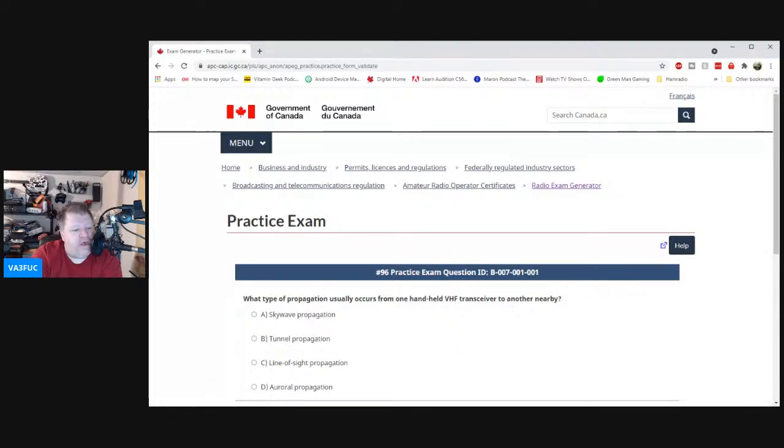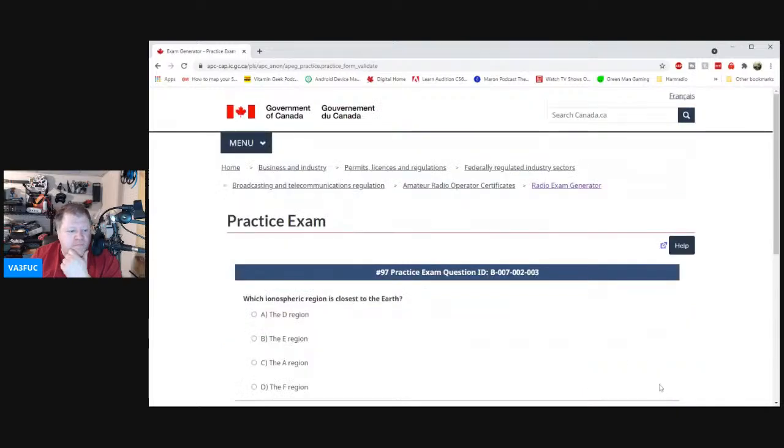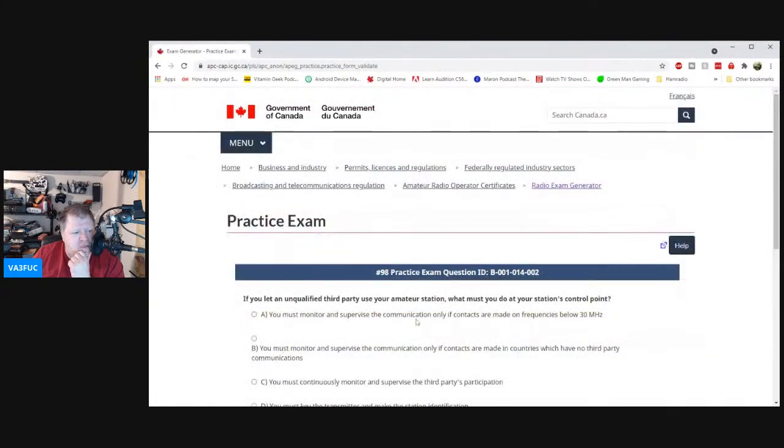What type of propagation usually occurs from a handheld VHF transceiver to another nearby? Skywave propagation, tunneling protocol, line of sight propagation? Line of sight. Which ionospheric region is closest to the Earth? The D, the E, the A, or the F? I believe it's the E. D region. Yep.